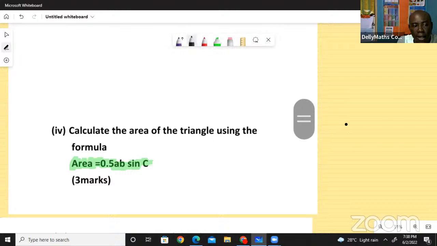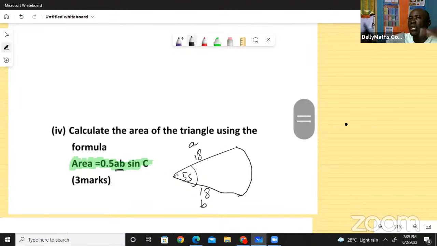So I'm going to draw back this sector here so that you could understand what they're talking about, A and B. There's a 55 here. There is 18 here, and you know that this is 18. They are saying A is like 18 and B is like 18. So this A and B here is their radius referring to. So that formula is a trigonometry formula to find the area of a triangle.